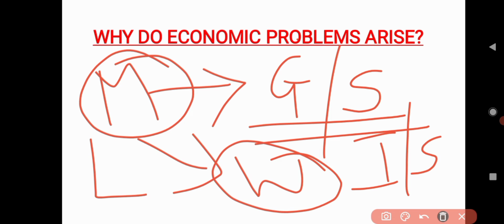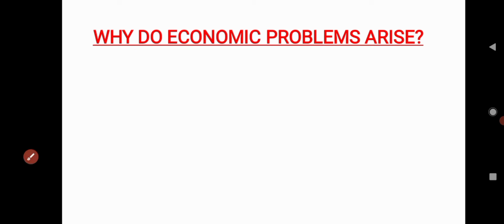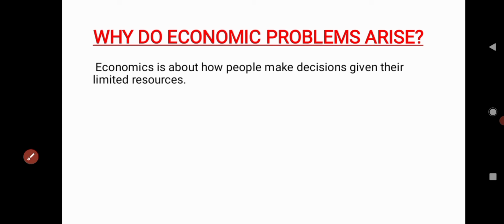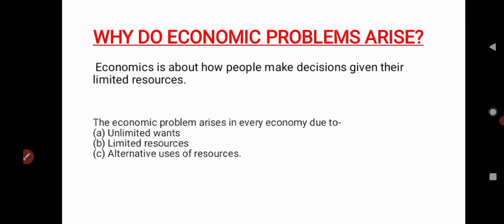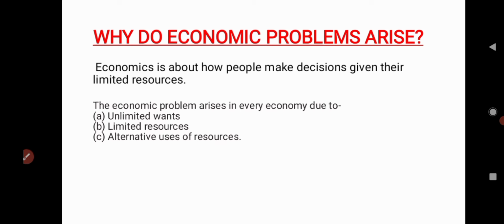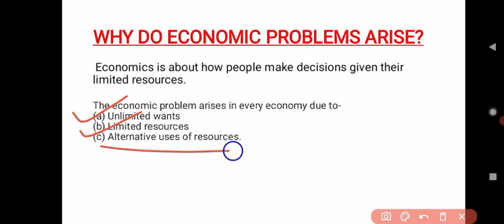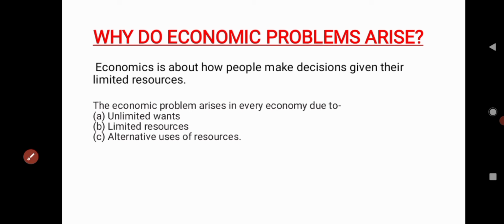So from this we can say that in economics, people have to make decisions with their limited resources. The economic problem arises because people's wants are unlimited, they have very limited resources, and at the same time they can alternately use these resources, right? So these are the problems in an economy. Never ending wants of the people, but resources are so limited that we have to make a choice so that these resources can be efficiently utilized, right? This is why the economic problem arises.